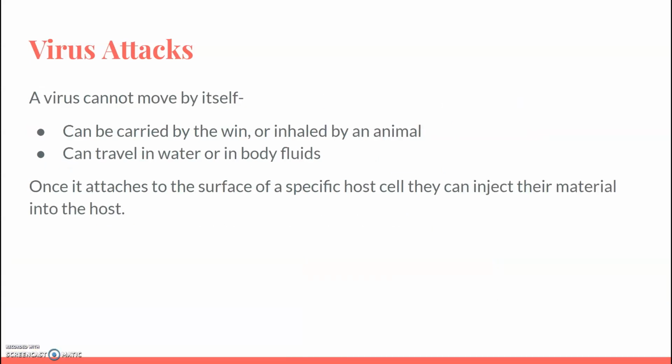So down here below, we have some pictures of organisms infected with rabies. A virus, though, cannot move by itself. It has no means of getting from one place to another. So it could be carried by the wind, or inhaled by an animal. It can travel in water or body fluids.